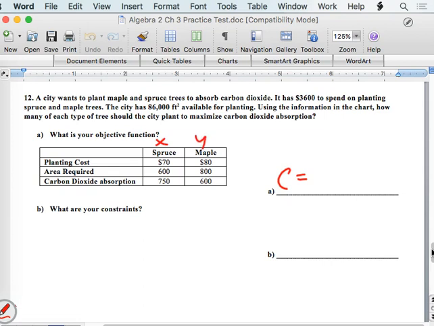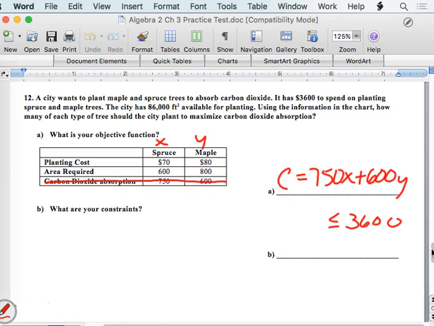So C equals what? That has to do with carbon dioxide absorption. That's it, 750x plus 600y. Objective function, there it is. Now, what are the constraints? Well, obviously they didn't have an endless supply of money. They don't want to spend $3,601. They're saying $3,600 is okay, but nothing else. Now, here's a tip. We already used this. Scratch that off. You don't want to accidentally use that again. That was for the objective function. That was not for the constraints.